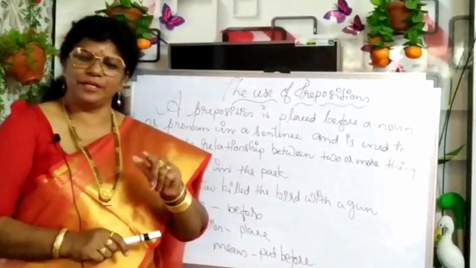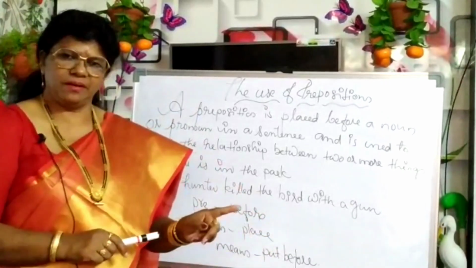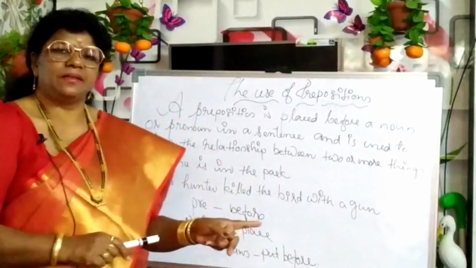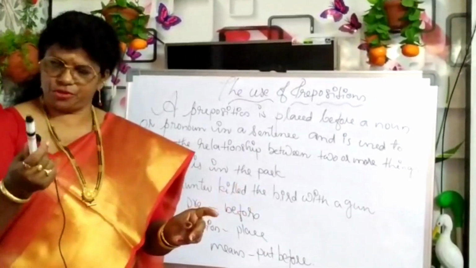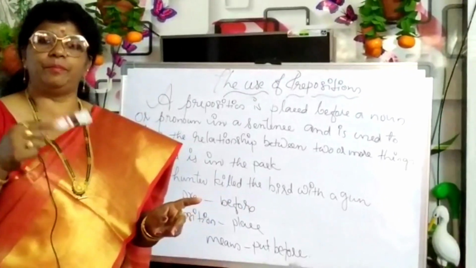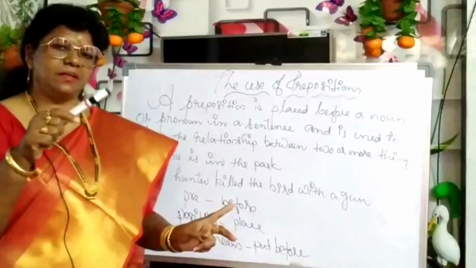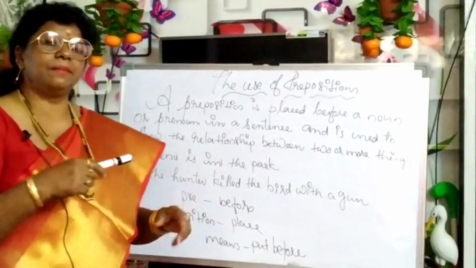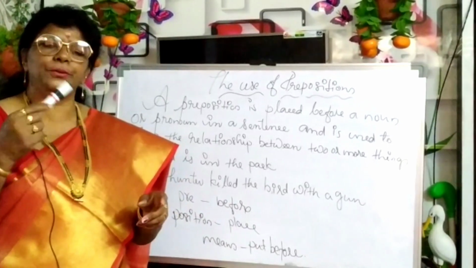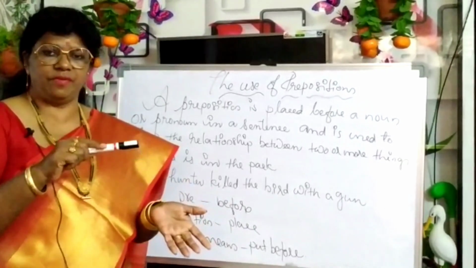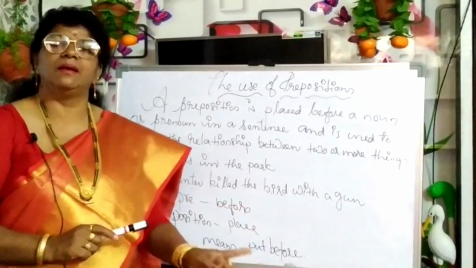Last class, when I taught you parts of speech, I told you about the preposition. The word preposition is a combination of two words: pre and position. It is a French word. Pre means before, and position means place. So the word preposition means the word which you use before a noun or a pronoun.